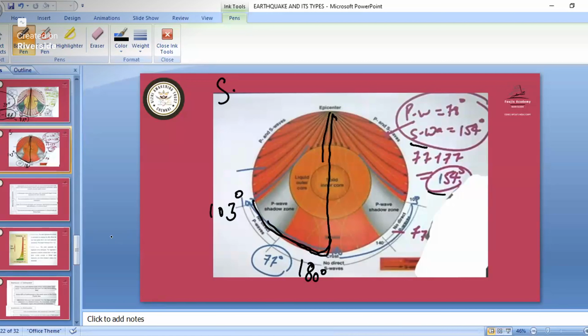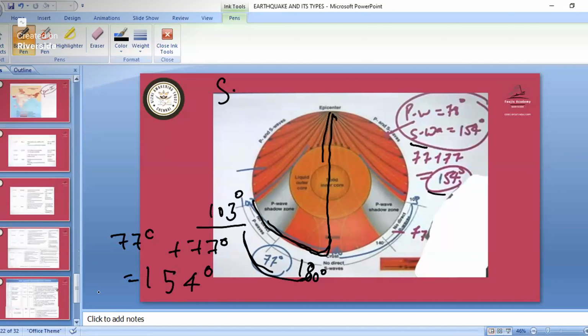So the total angle is 77 degree in the eastern hemisphere, and in the western hemisphere also we have 77 degree. So 103 degree to 180 degree, we have the shadow zone of S wave, secondary wave. So totally we have 154 degree covering the shadow zone of the secondary wave. So this is all about the earthquake.